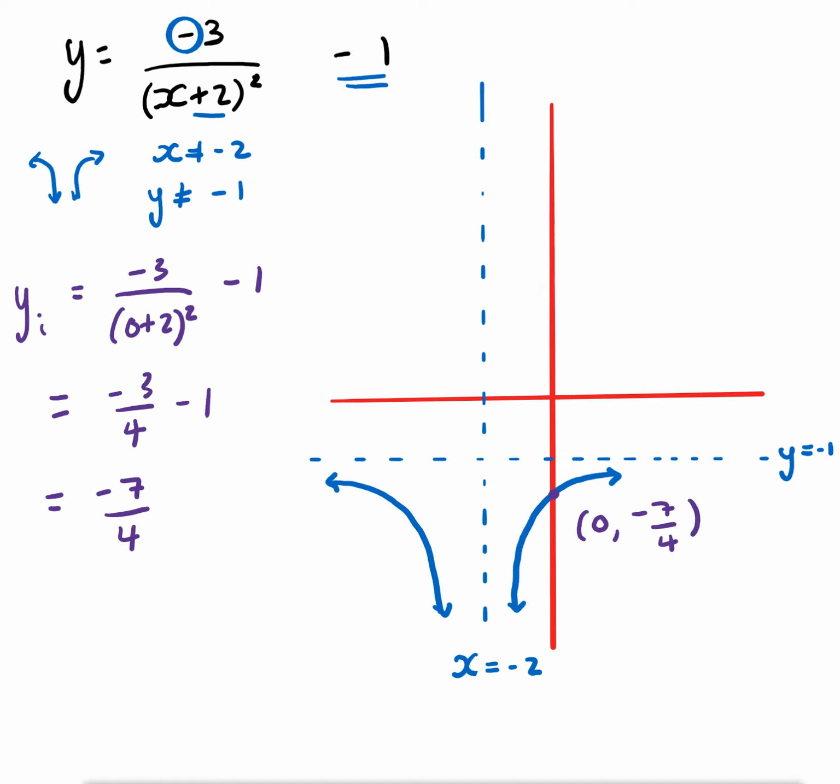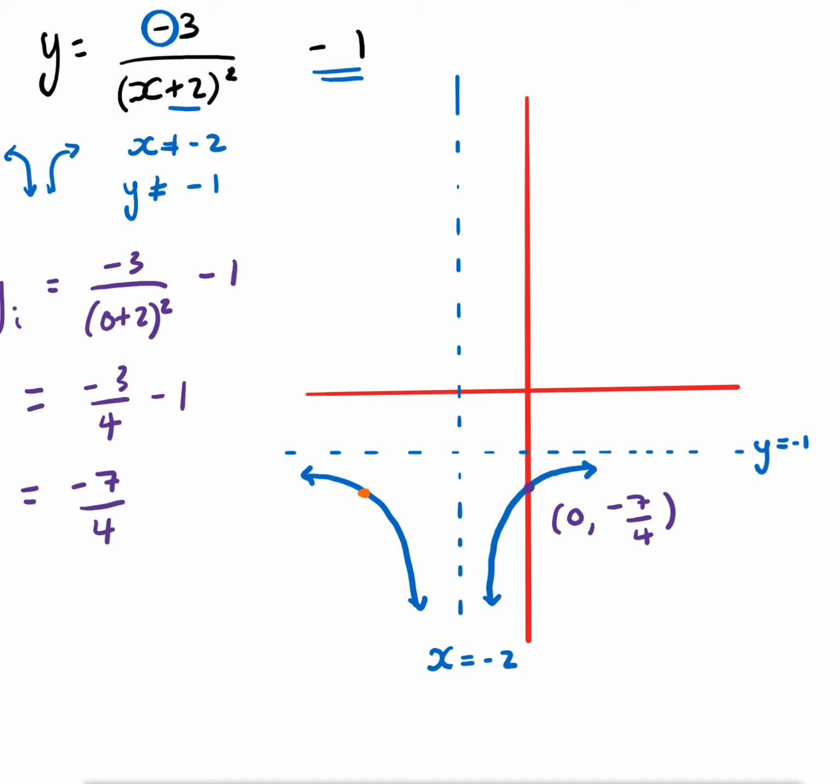Once again, that x equals 0 is 2 units away from the asymptote. So I can find a corresponding point, which would be 2 units in the other direction. So from negative 2, we go 2 units this way, and we end up with negative 4, negative 7 over 4. I've got my asymptotes labelled, I've got a critical point labelled, and another point for dilation. The last thing to label are my axes and my equation.